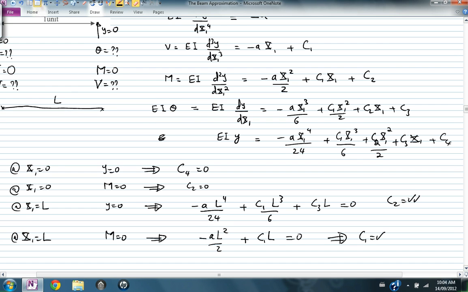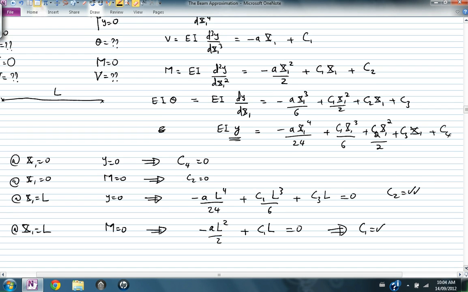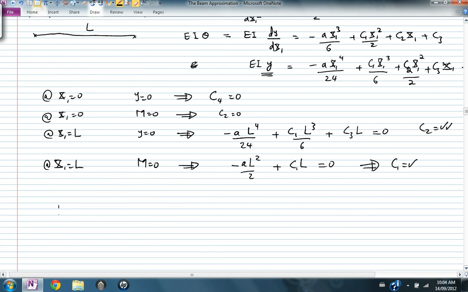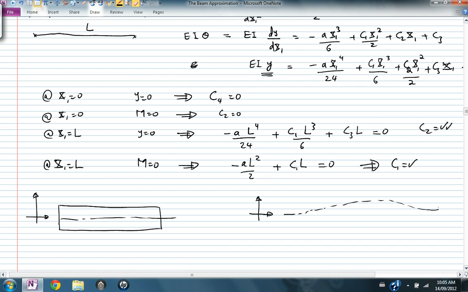Okay, so that means I found an answer for the deflection. So now I know the deflection at every point. So if this is my beam before deformation, and this is after deformation, I found the deflection of the beam.